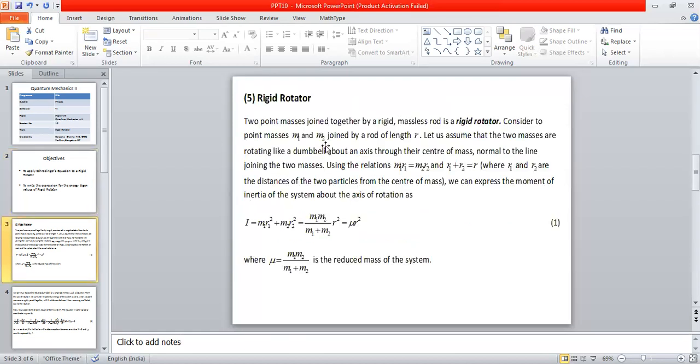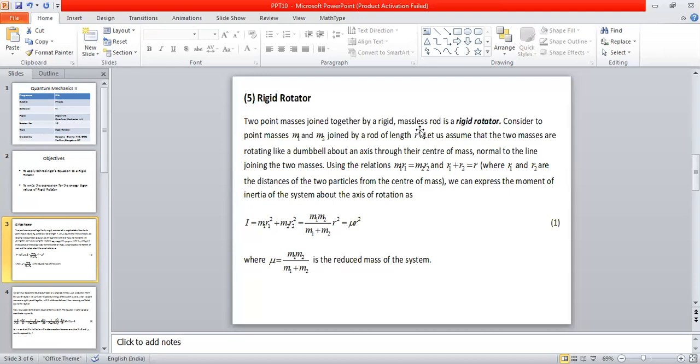Let us see what a rigid rotator is. It is a very simple physical system in which there are 2 point masses joined together by a rigid massless rod, which is what we call a rigid rotator. So here we are going to consider a two-particle system. We are assuming that the two particles are joined together by a rigid massless rod.